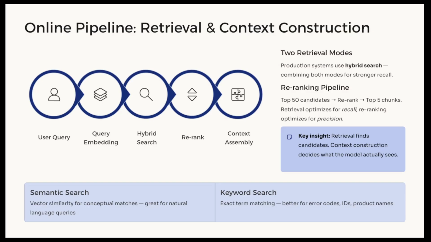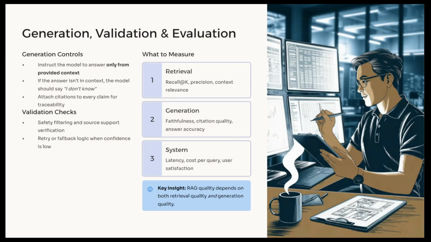It cannot pass every retrieved chunk to the model because the context window is limited, so the system must deduplicate, rank, truncate, and format the context into the prompt. The key idea is this. Retrieval finds candidates. Context construction decides what the model actually sees.